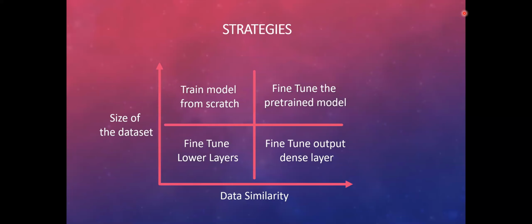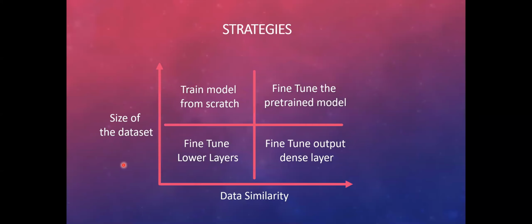But if it is completely another domain, maybe regarding heart diseases, or maybe lung cancer or something, then our model might not be able to perform well. So these are some case scenarios. We'll go through everything. If the size of the data set is very high, but the data similarity between the chosen problem and the data set on which the original model was trained is very low, then we train the model from scratch because there's no use of transfer learning here.